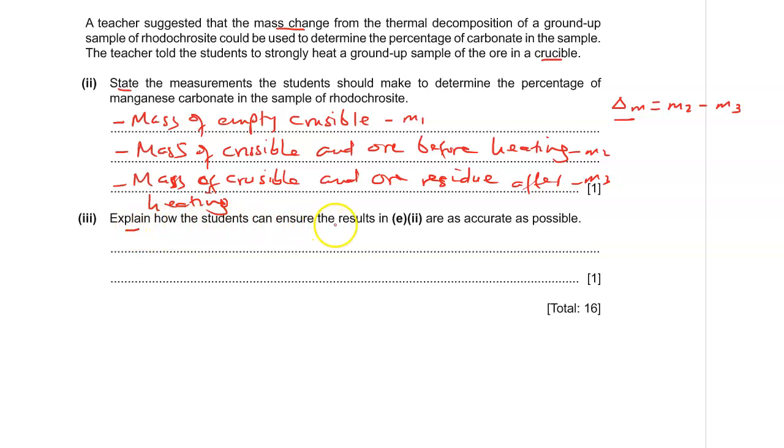Explain how the students can ensure the results in part 2 are as accurate as possible. You should make sure that you heat the contents of the crucible to a constant mass. This is to make sure that all the carbonate has undergone thermal decomposition and none of the carbonate is remaining undecomposed.